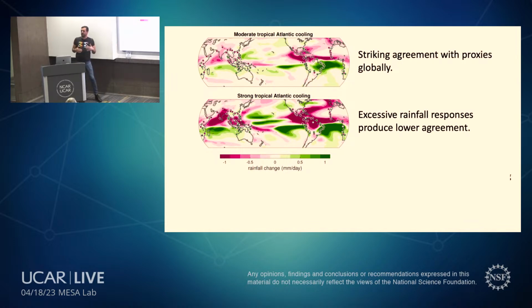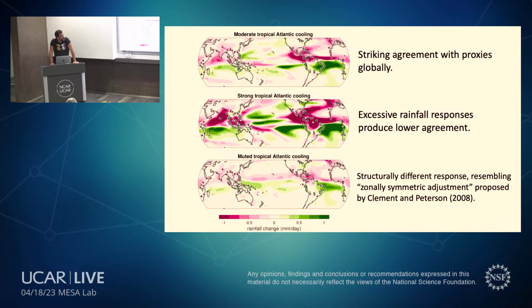some of the match goes away, generally because the rainfall responses are excessive. A clear example is here the Amazon, where there's a lot of drying that the proxies don't support. So these models are probably doing it too much. And then we have the models with muted tropical Atlantic cooling, which show more of that zonally symmetric adjustment. And the response is structurally different from the other sub-ensembles.